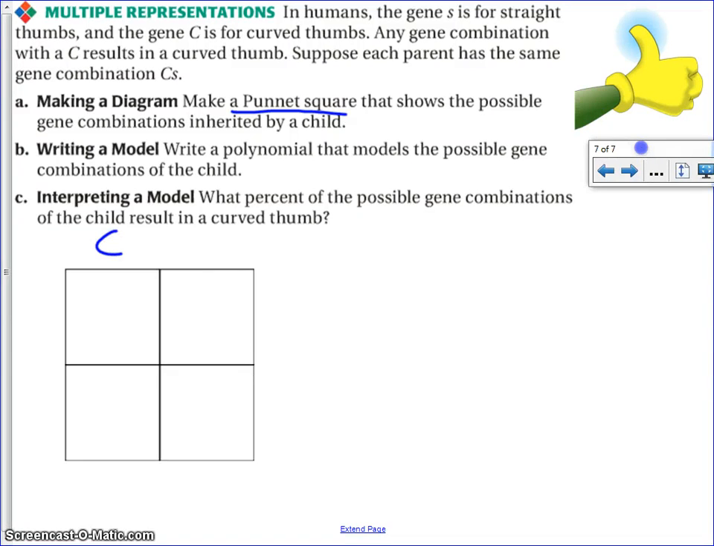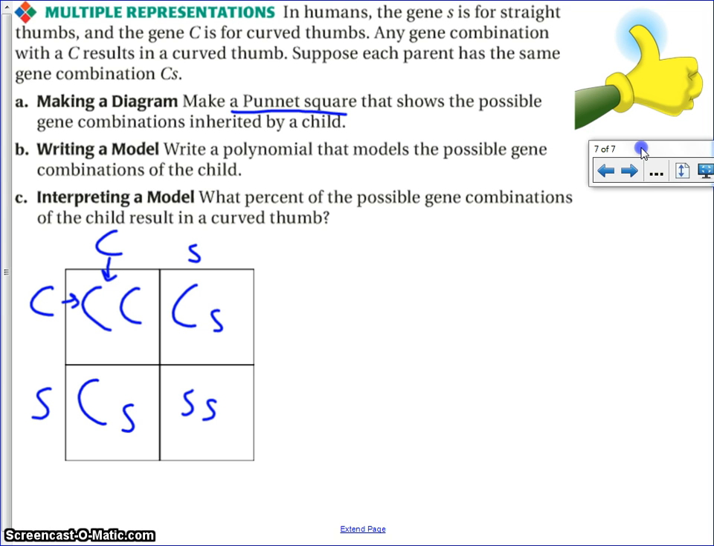So parent has that combination. The other parent has this combination. So one possibility is they both get the big C, or they get a big C and a little s, or a big C and a little s, or two little s's. Notice how they get those combinations.